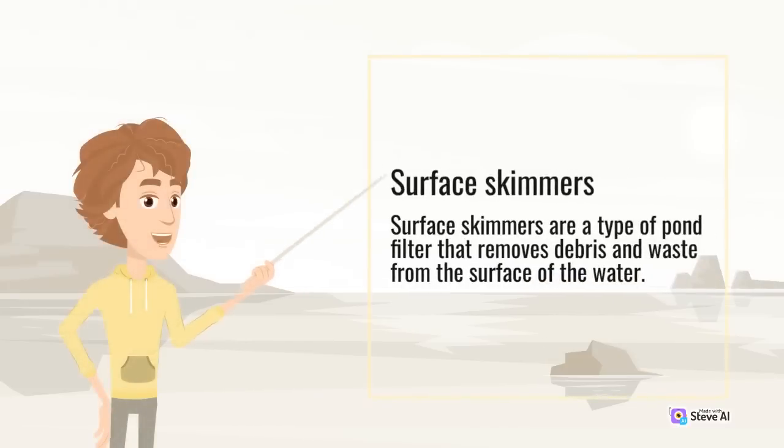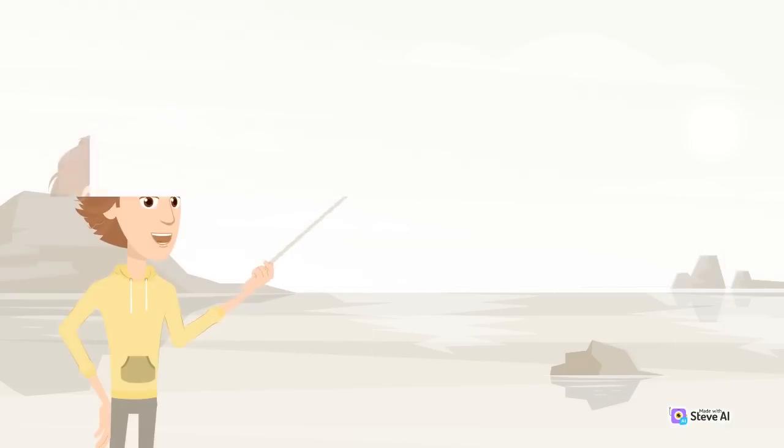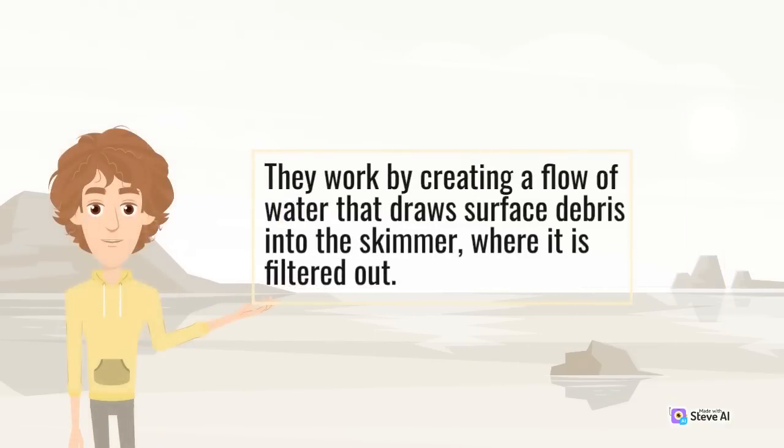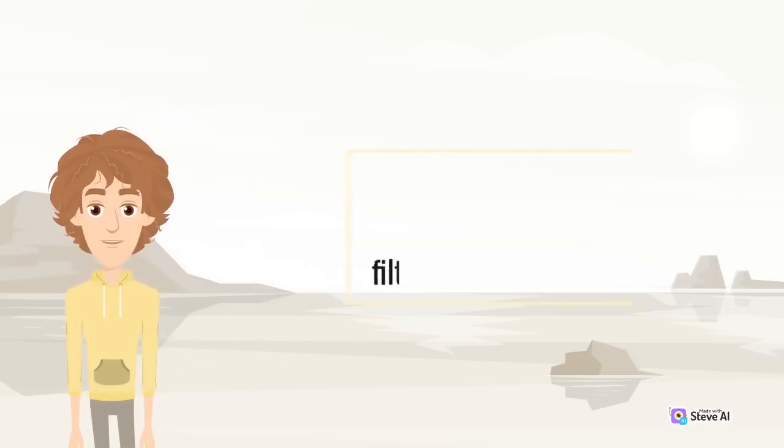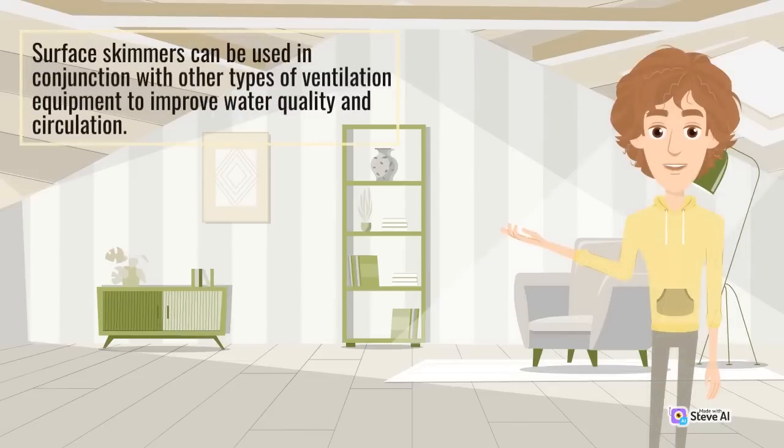Surface skimmers. Surface skimmers are a type of pond filter that removes debris and waste from the surface of the water. They work by creating a flow of water that draws surface debris into the skimmer, where it is filtered out. Surface skimmers can be used in conjunction with other types of ventilation equipment to improve water quality and circulation.